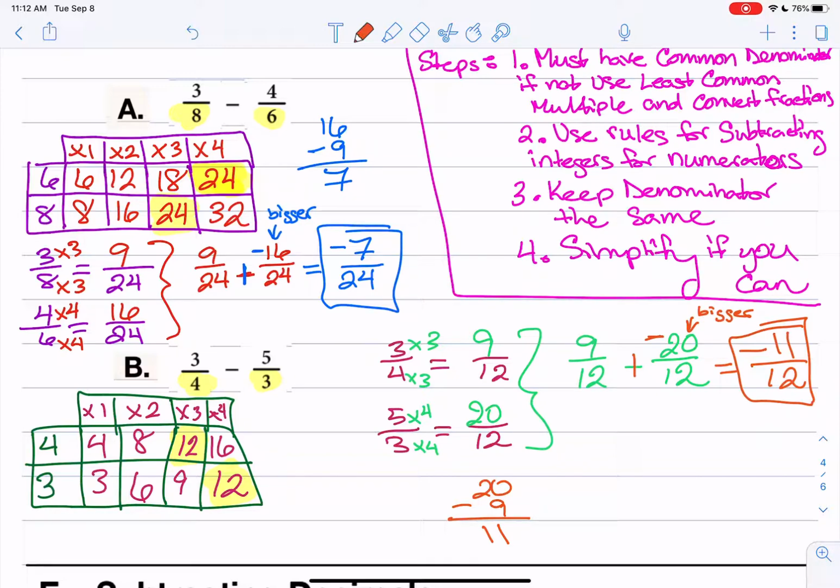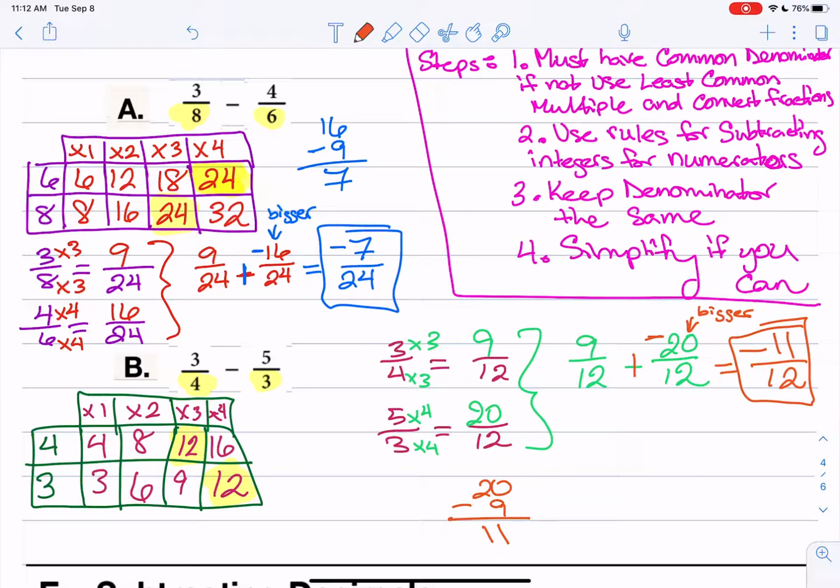Okay, so biggest things to remember, you need to have those common denominators by finding the least common multiple, okay? Then change your fractions, and then you're going to follow the rules for subtracting integers. You're going to change that subtraction sign to addition. You're going to make that second number sign the opposite. So if that second number is positive, it becomes negative. If the second number is negative, it becomes positive.